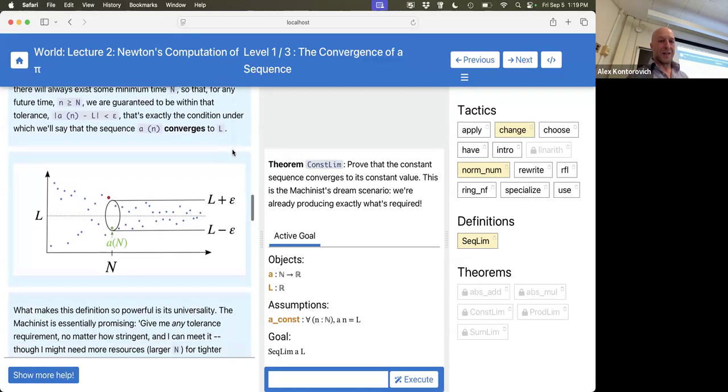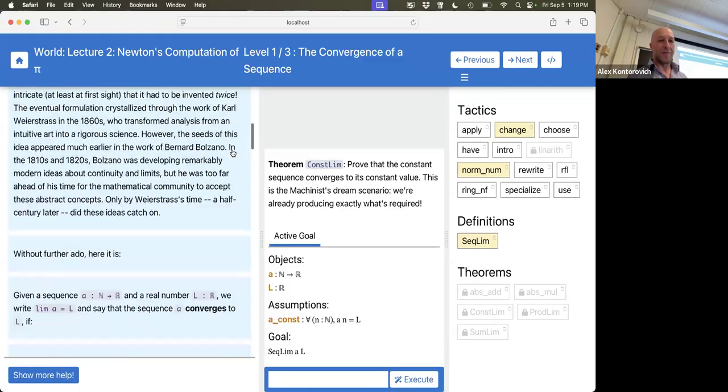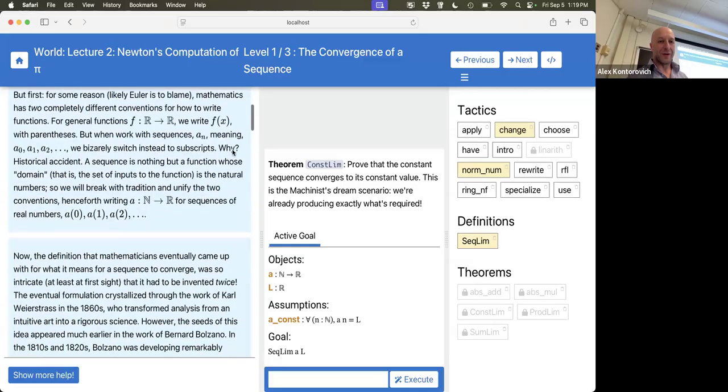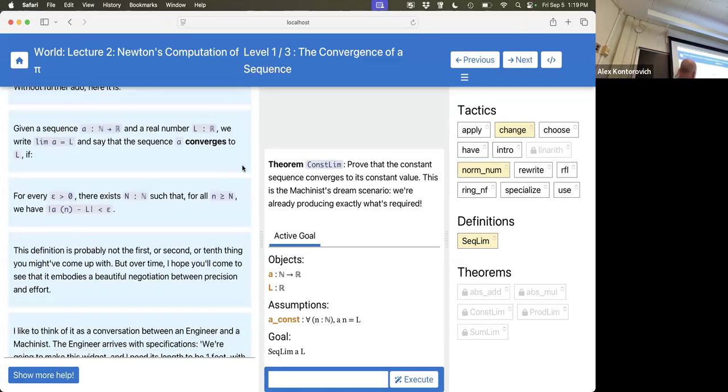Okay. So let's just stare at the definition one more time. Right here. A sequence converges to L if for every epsilon, for every amount of tolerance, there exists some amount of time, capital N, so that for any future time, little n greater than that minimum time N, the tolerance is satisfied. That's the definition. Engineering is what saves pure mathematics.